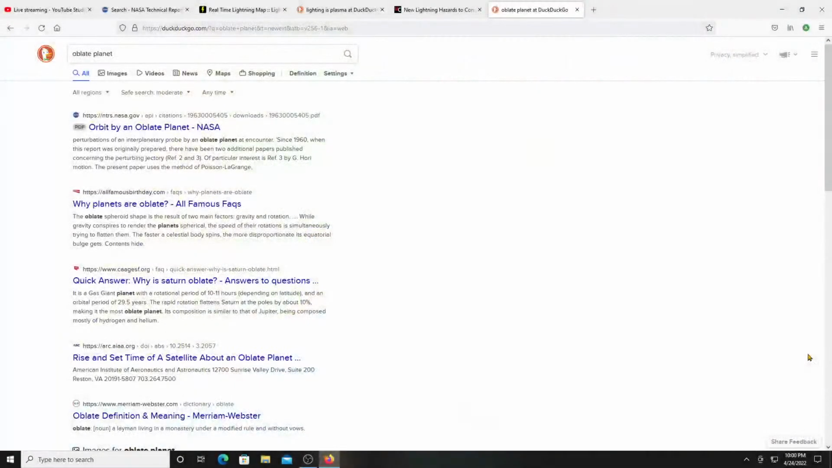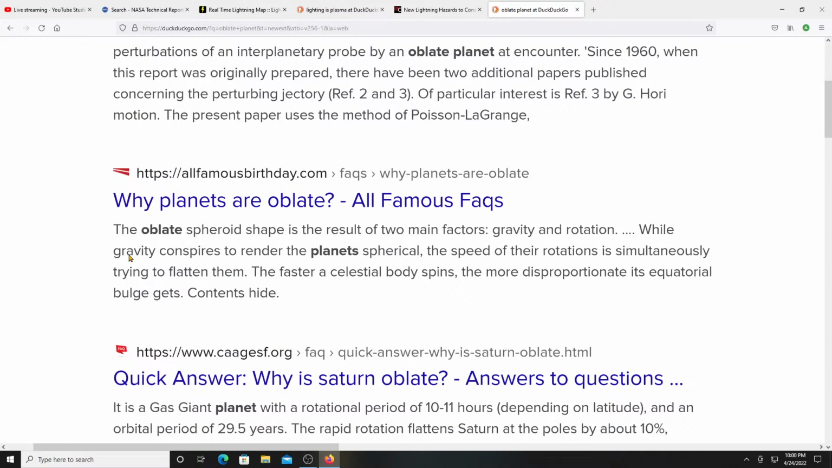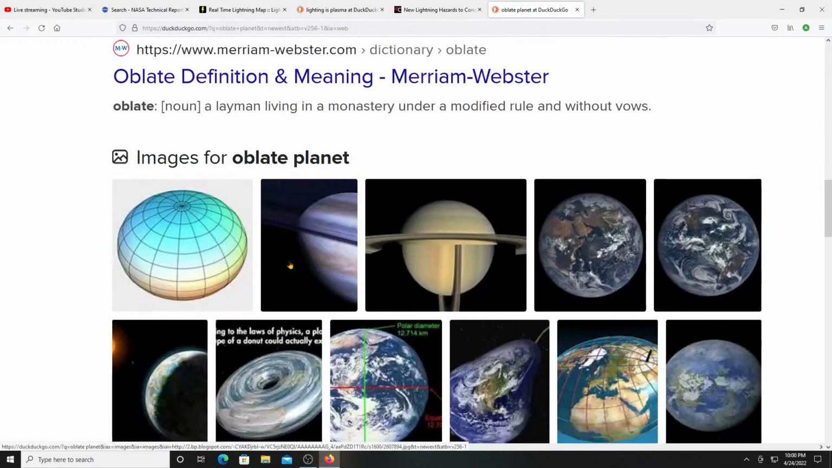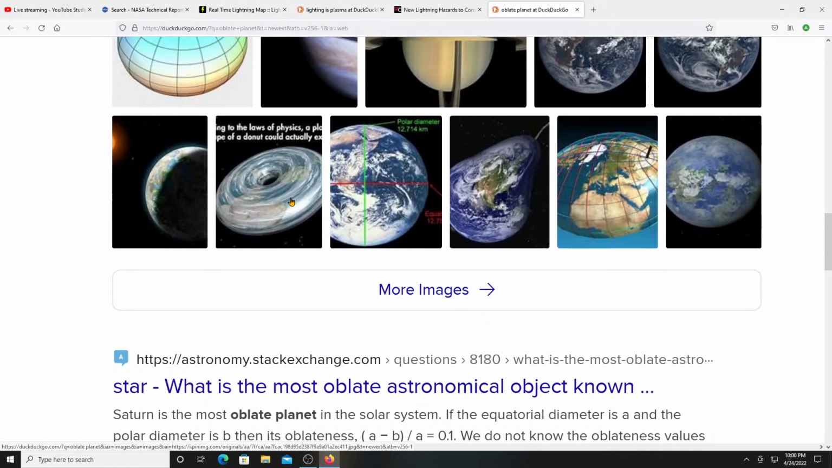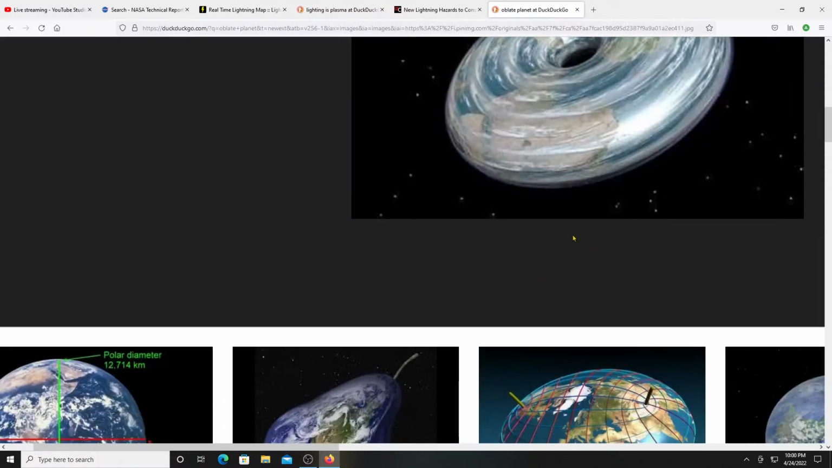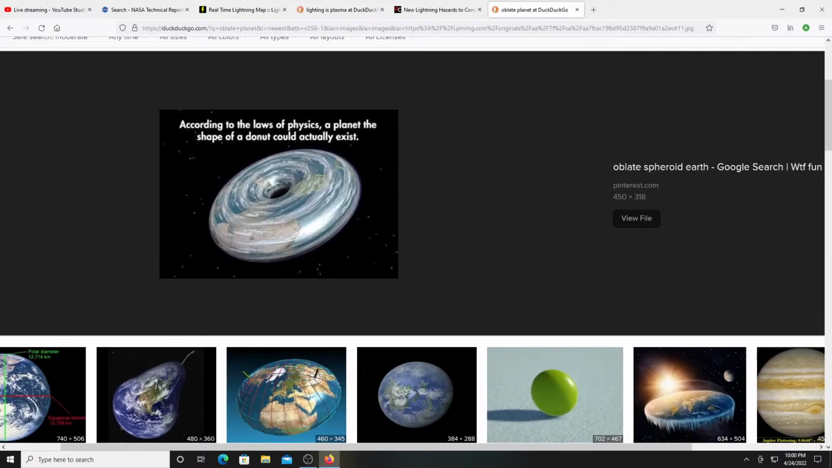Okay, well, let's look at this. Since the 1960s, why are planets oblate? They're spheroid shape. Gravity and rotation. Okay, this is an oblate planet. Looks like a donut. Look at that, you all. That looks really strange. According to the laws of physics, a planet in the shape of a donut could actually exist. You all, have you ever heard of such a thing?